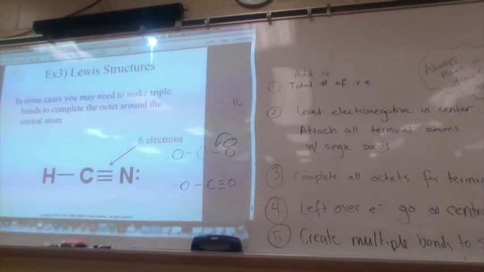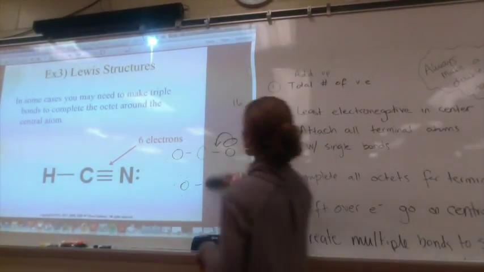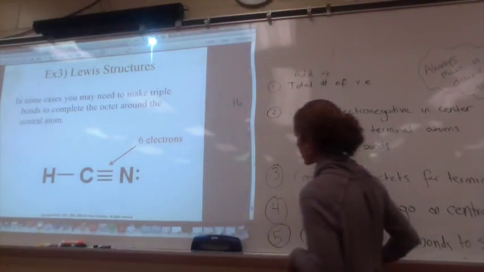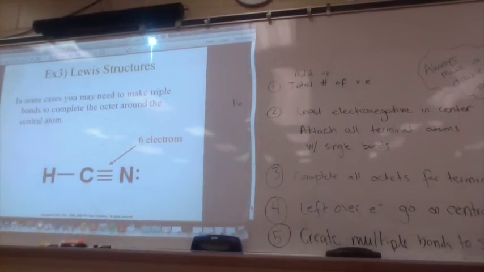All right, so in some cases, you may have to make a triple bond with your atoms in order to satisfy octets, but you know that. And we know that this one had to be a triple bond because you can't double bond hydrogen, right?